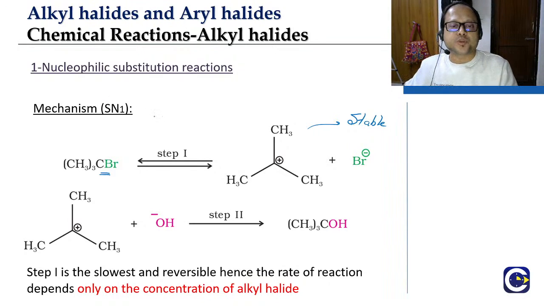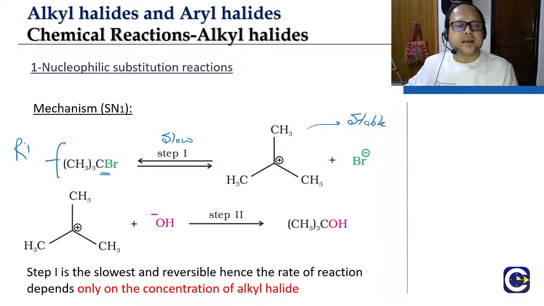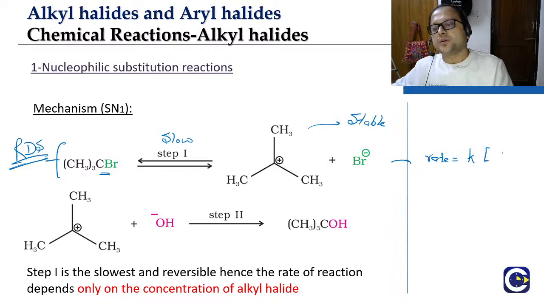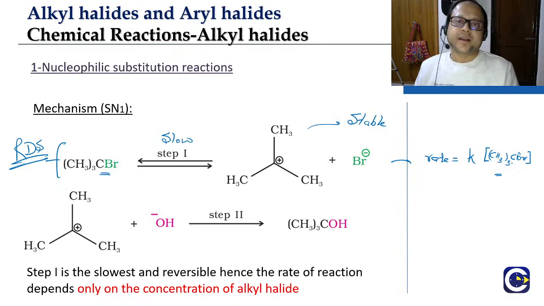So out of the two processes, this is slow, right? And hence this is your rate determining step. This is clearly your rate determining step. So therefore, if you write the rate, it is going to be K into, in this case, [CH3]3C-X, right? So this is your rate determining step.